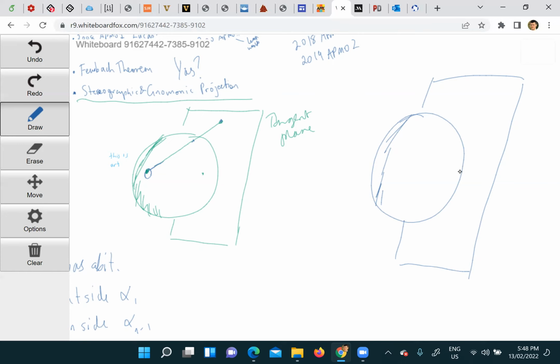Wait, the problem is great circles that go through the missing point. The great circles that go through the missing point go to lines. What about a circle that's parallel to the plane? That'll go to a circle. That makes so much more sense. You project from the center, actually. Geodesics go to arcs.